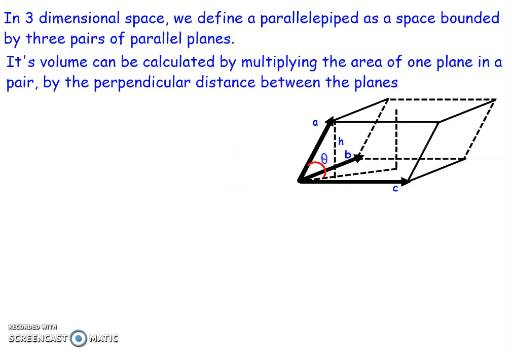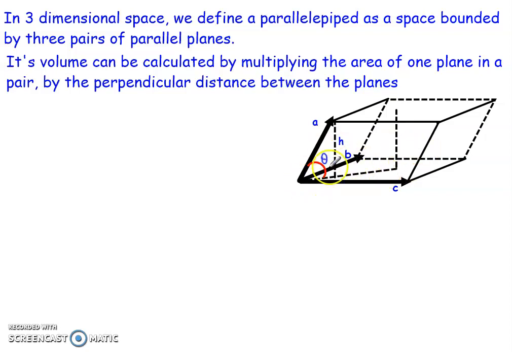So let's imagine in 3D space we define a parallelepiped, which is going to be a space bounded by three pairs of parallel planes. So it's a three-dimensional shape that looks something along these lines here. Now we know that this is going to be the same as a prism. And in order to calculate the volume, what we can do is multiply the area of one plane in the pair by the perpendicular distance between the planes.